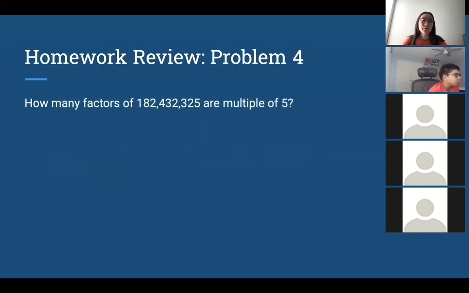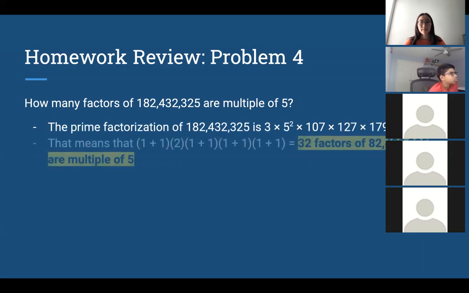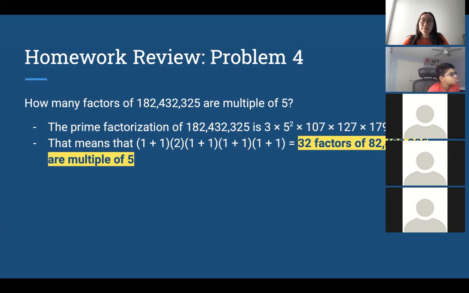Okay, problem 4. How many factors of that are a multiple of 5? So the steps here, basically, we find the prime factorization. And then now we have to look at how many of them have 5s in them. So when we're calculating how many combinations there are, usually the combinations would include 5 to the 0th power, 5 to the 1st power, and 5 to the 2nd power.